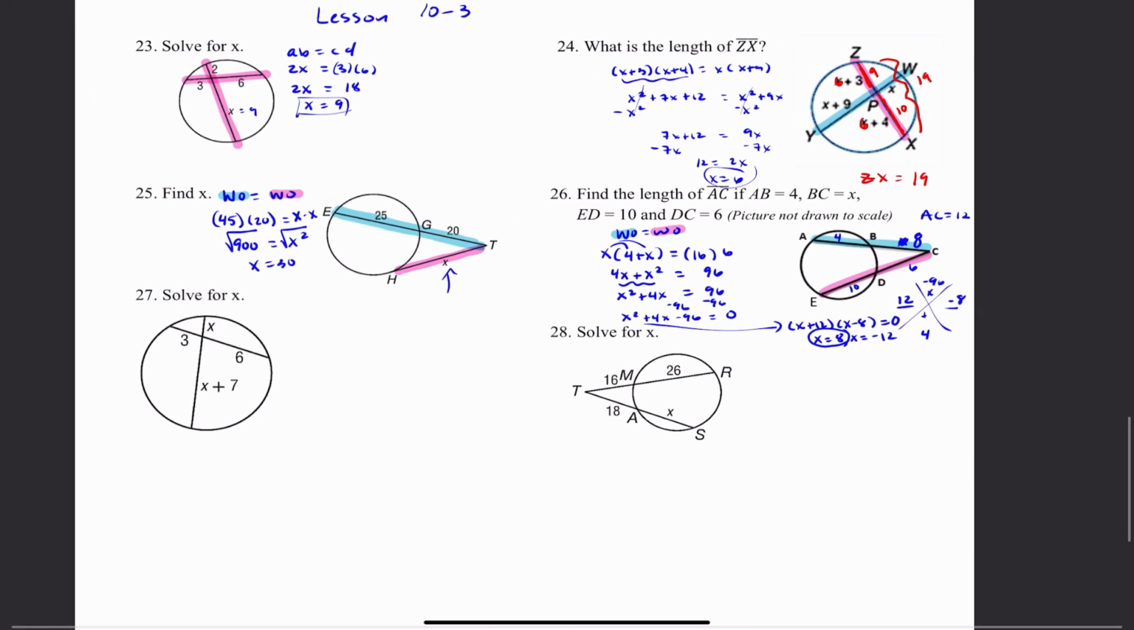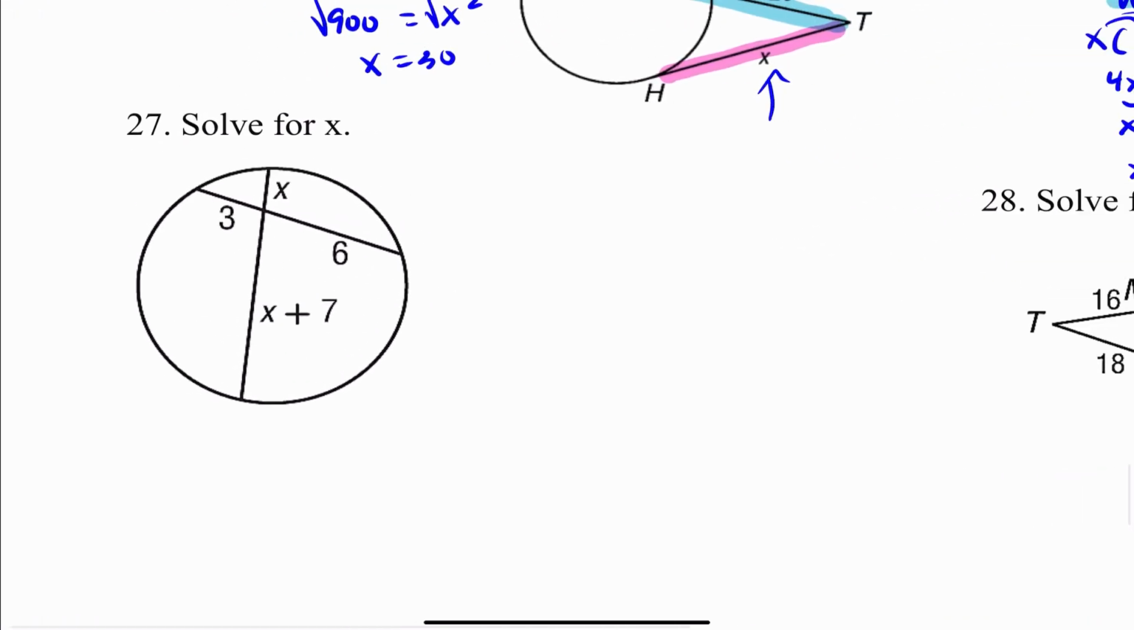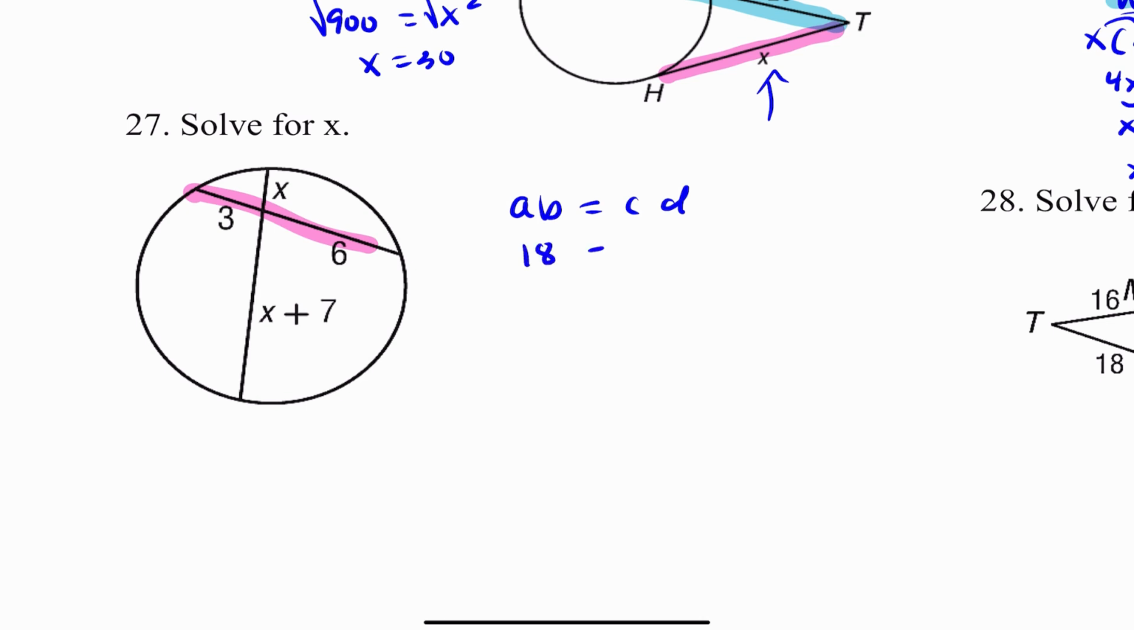Okay. Number 27, solve for x. I have two intersecting chords, so AB equals CD. This is what I'm looking at. 3 times 6, which is 18. And then CD, that's going to be x times x plus 7. I'm going to distribute. I have 18 equals x squared plus 7x. And I'm going to rewrite this as x squared plus 7x equals 18.